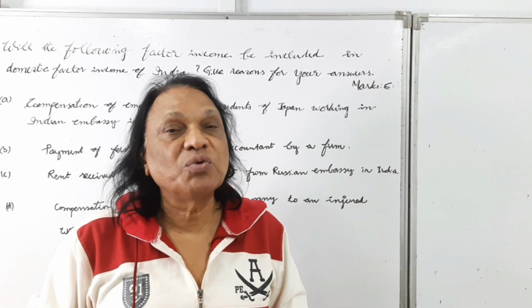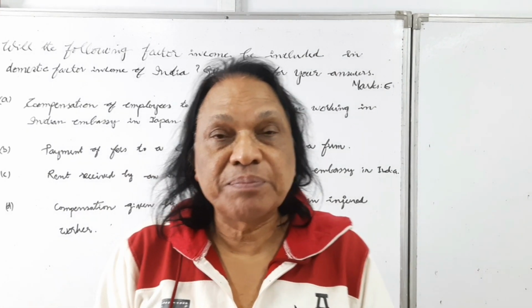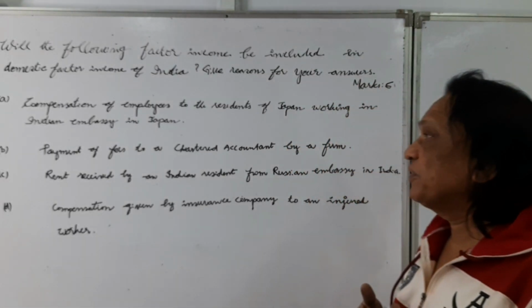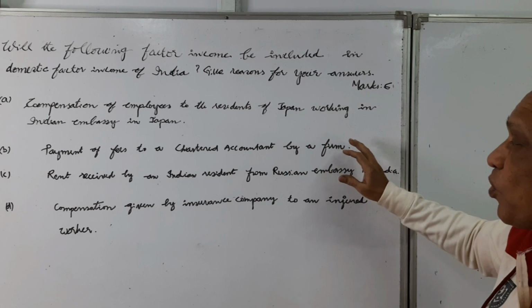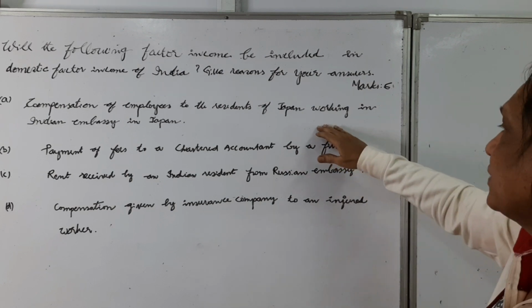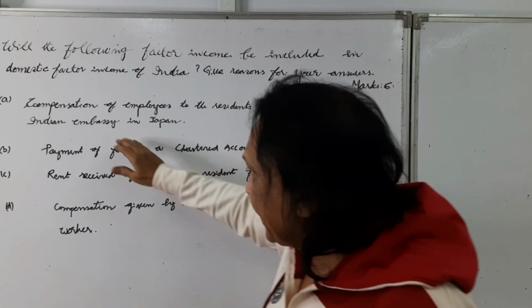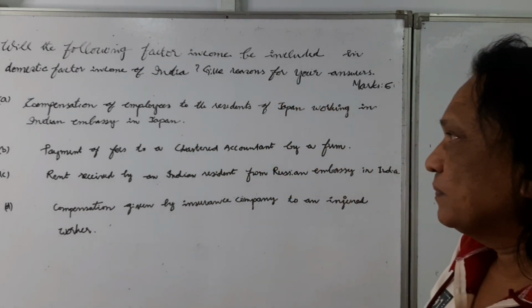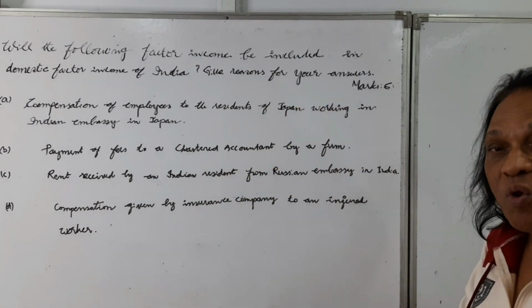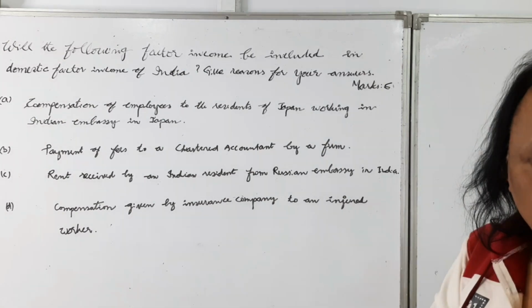So let's say I'll give you a lot of examples here. We discussed what is given here: compensation of employees to the residents of Japan working in Indian Embassy in Japan. Compensation of employees. Right.